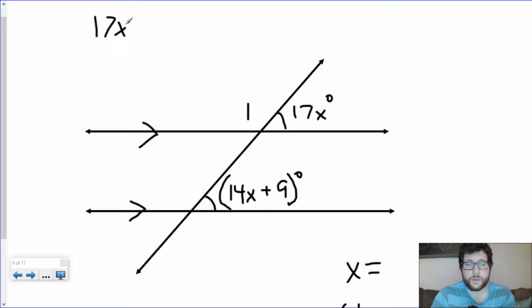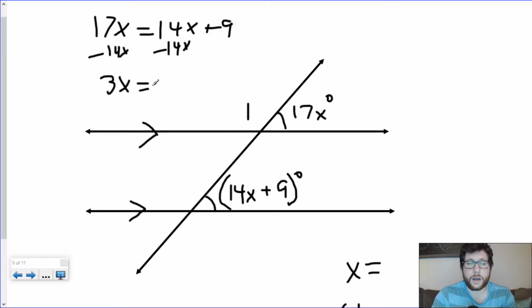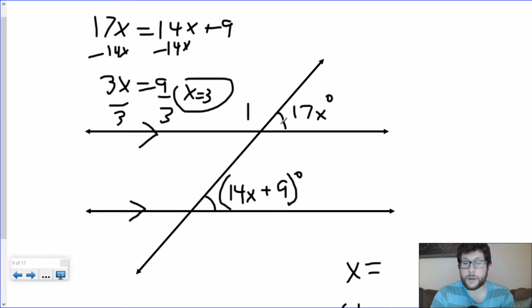So how do I set them up? Well, I set them up equal to each other, right? 17x equals 14x plus 9. Okay? And then we just solve it, right? I subtract 14x from both sides, and I end up with 3x equals 9, and then I just divide by 3, right? Simple as that. x equals 3. Done. Okay, simple as that. If I know that the 2 angles are equal, I set them equal. All right?